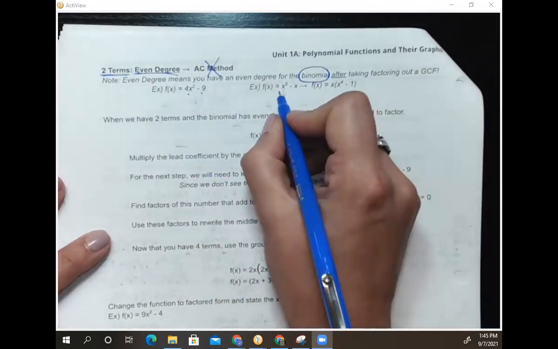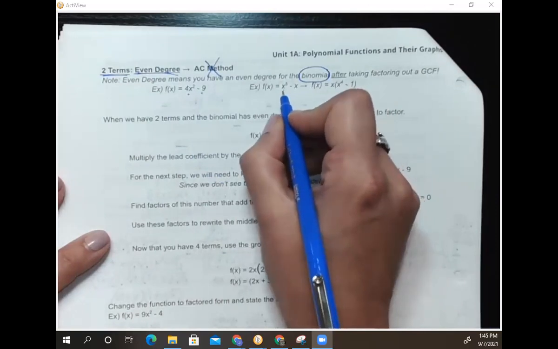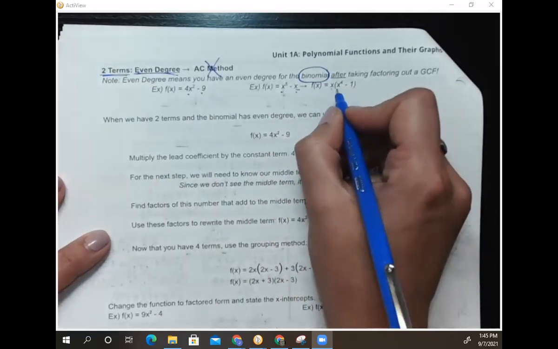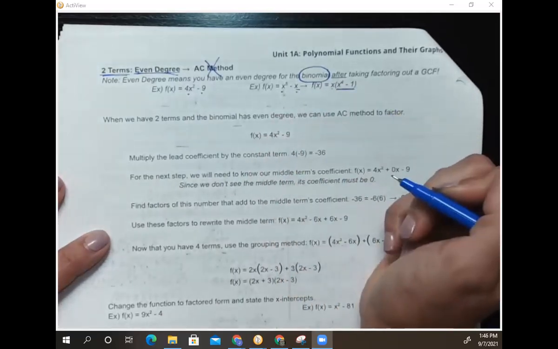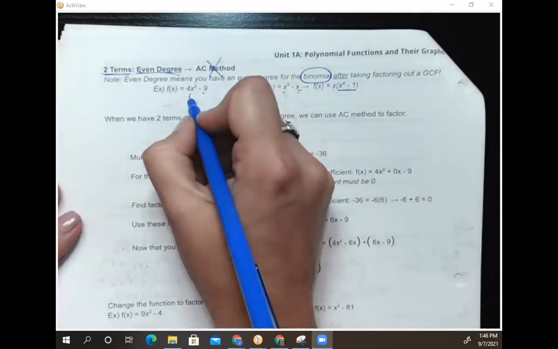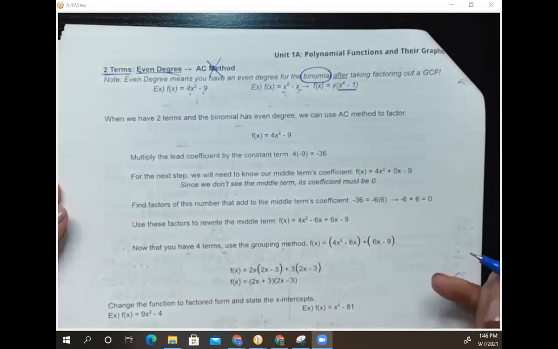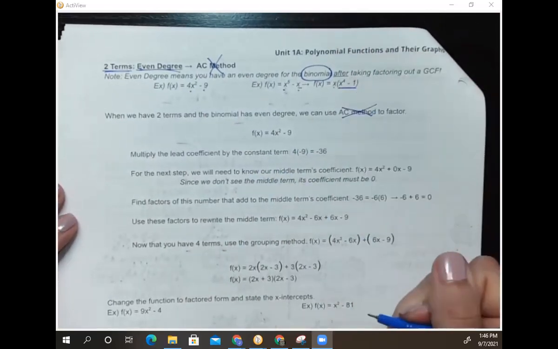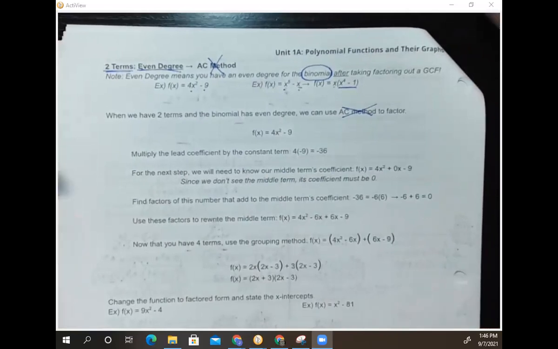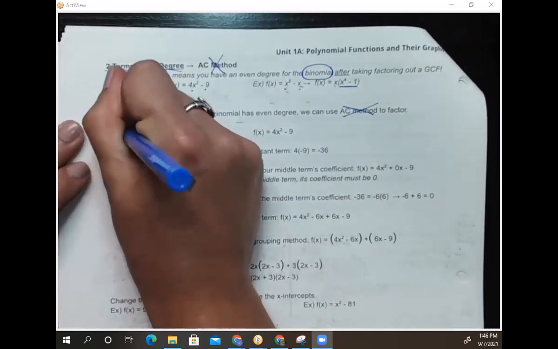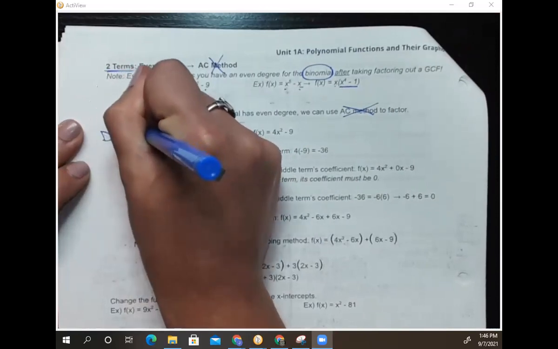The second example here does not look like an even degree binomial. It's a binomial because it's two terms, but if I pull out my GCF of x here, now I've got an even degree binomial. So this is the type of thing that we're talking about, even degree binomials. Two terms where my polynomial has an even degree. So again, I'm not going to use the AC method on these. If you're curious and you want to know how to factor these using the AC method, you can ask your teacher. But instead, I'm going to refer to this as a difference of squares problem.